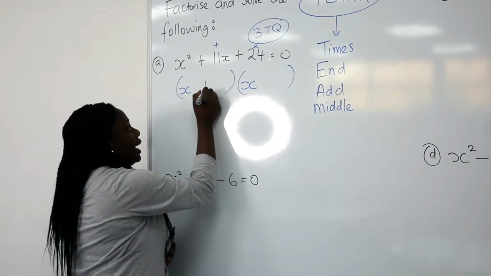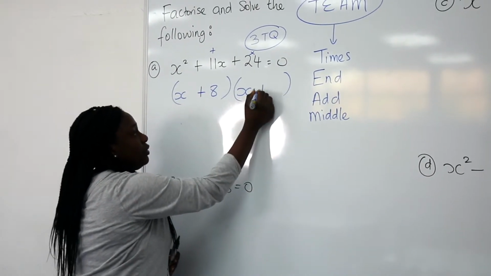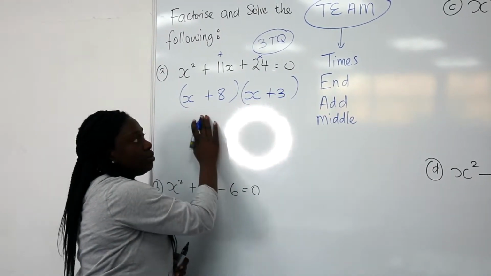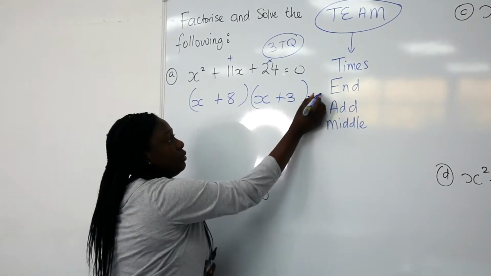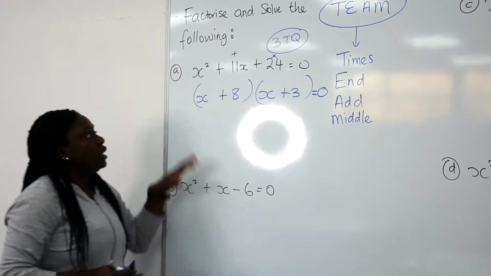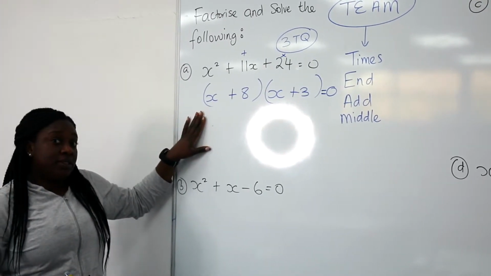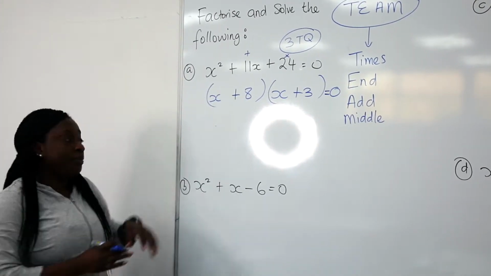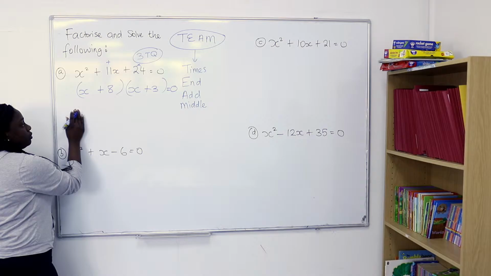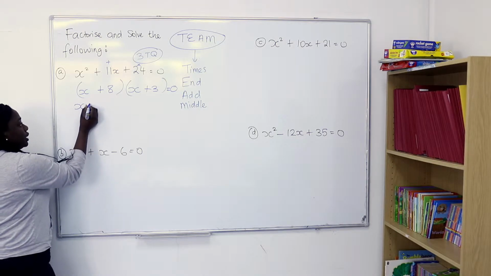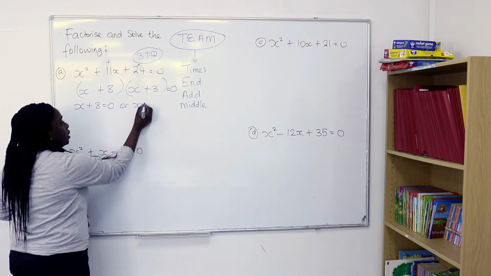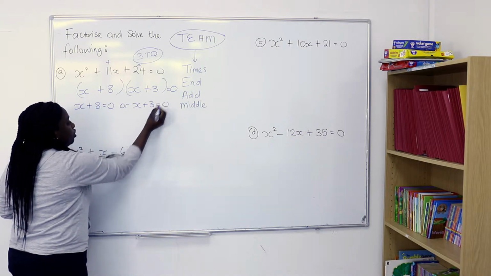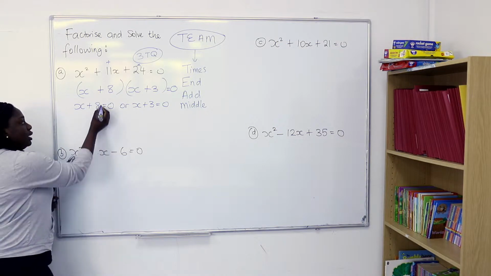So we're going to put add 8 and add 3. It doesn't matter which one goes where. The 3 could have come to the front and 8 goes to the back. Don't forget the equals 0. So now we factorise, but what about the solving bit? All we need to do is to go x plus 8 equals 0 or x plus 3 equals 0. So we're sort of breaking them down.